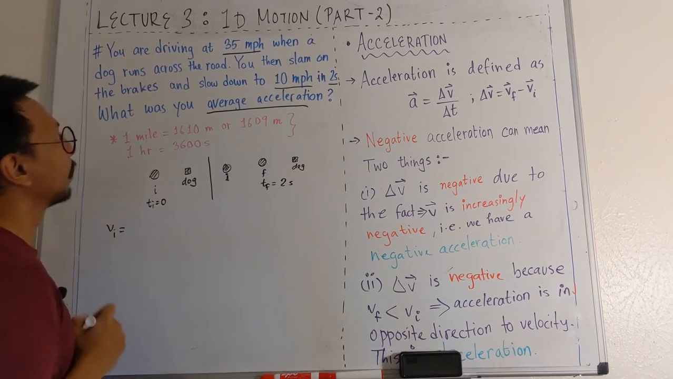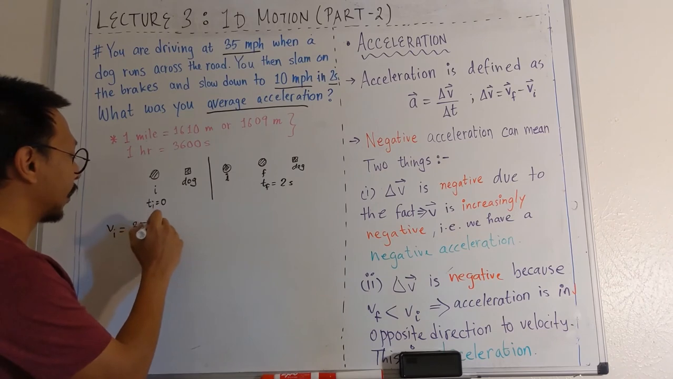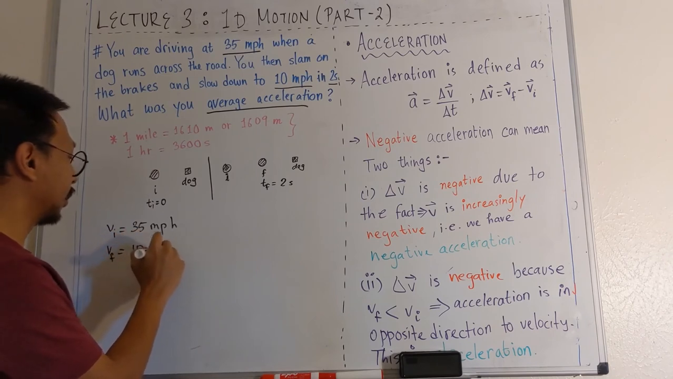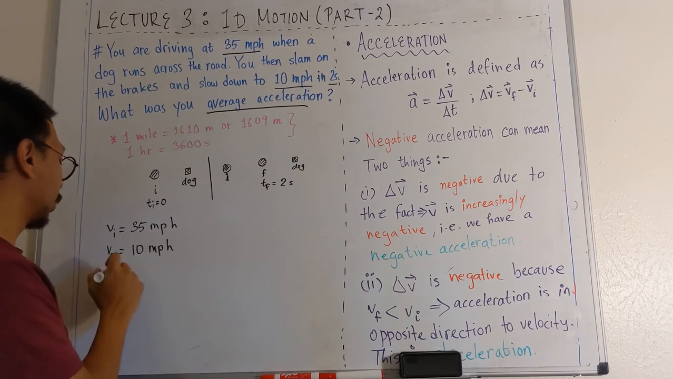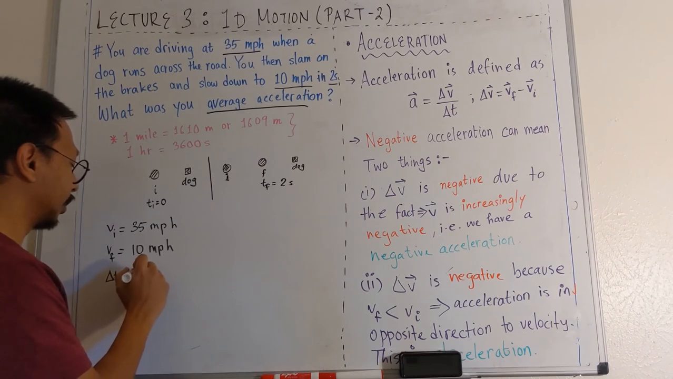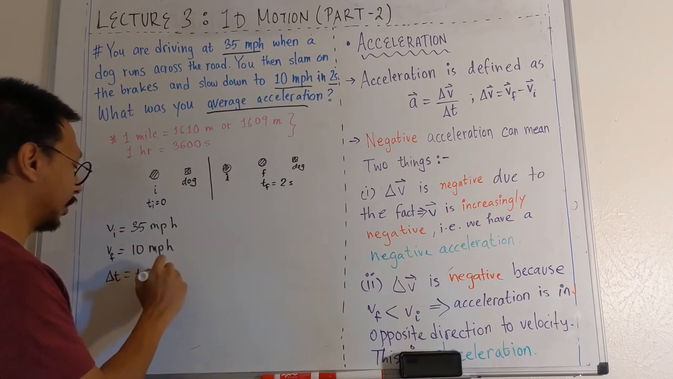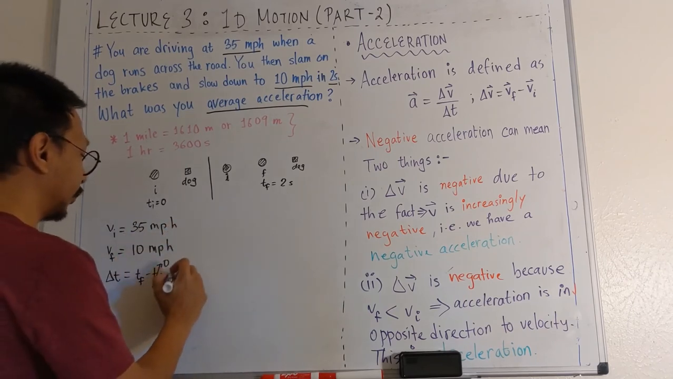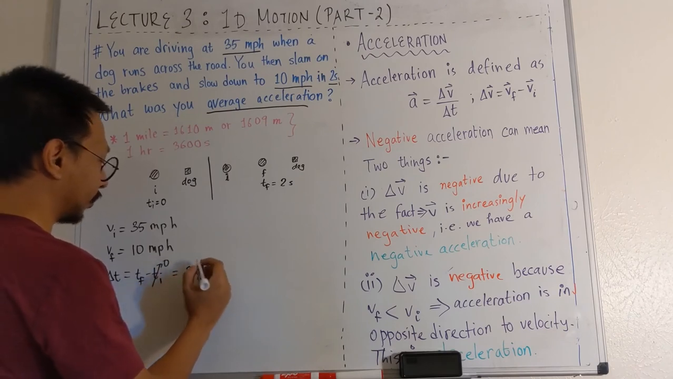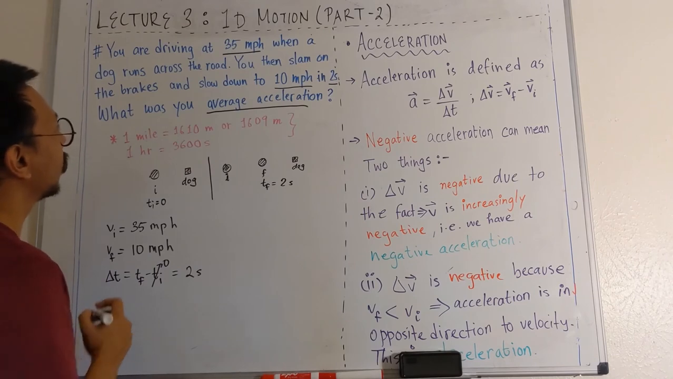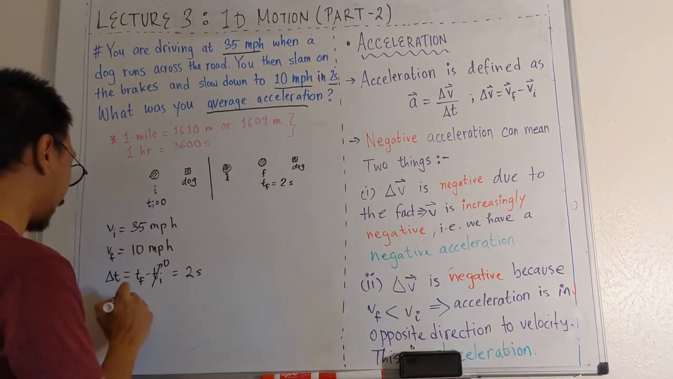Now let's note down everything that we're given to make our lives easier. We have VI given to us as 35 miles per hour. We have VF given to us as 10 miles per hour. We have delta T given to us to be TF minus TI. Now TI can most of the time be set to 0. So TF is 2 seconds. And we are looking to find average acceleration.